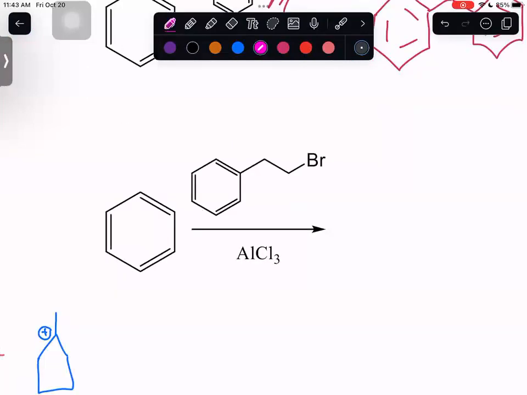Okay, this one. Name of the reaction. You've got a U-shaped double ring. It's alkylation, essentially. You're just adding the rings together.